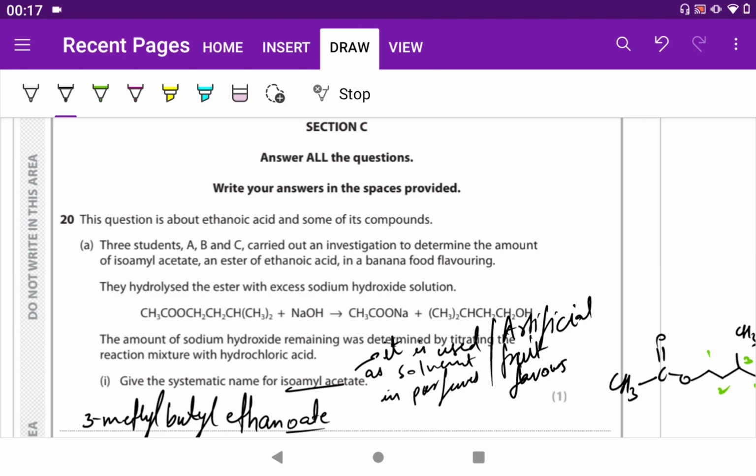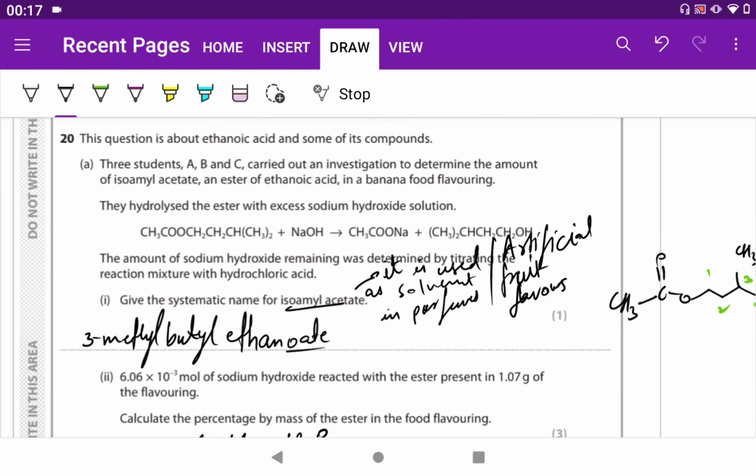Now section C, question number 20. This question is about ethanoic acid and some of its compounds. Three students A, B, C carried out an investigation to determine the amount of isoamyl acetate, an ester of ethanoic acid, in a banana food flavoring. They hydrolyse the ester with excess sodium hydroxide solution, this with NaOH to form this. The amount of sodium hydroxide remaining was determined by titrating the reaction mixture with hydrochloric acid.